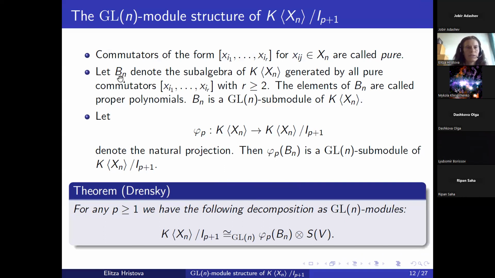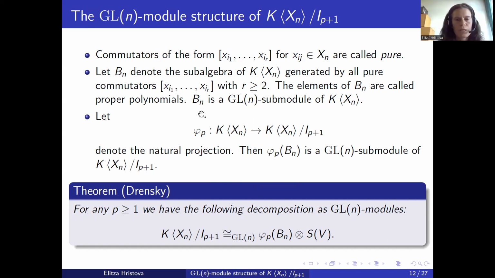And let us denote by Bn the subalgebra generated by all pure commutators. The elements of Bn are called proper polynomials. And it is not difficult to see that Bn is a GLN submodule of K of xn.